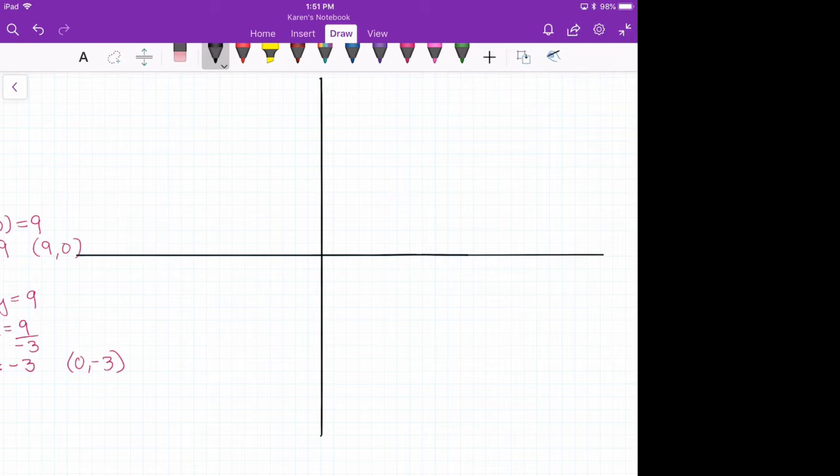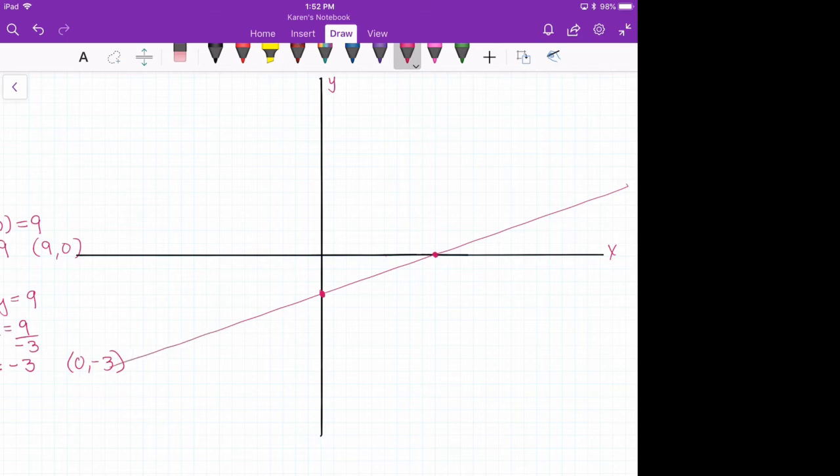Alright, so I'll go ahead and graph that one in pink since I did its points in pink. The first one is 9, 0. 9 on the x-axis, 0 on the y-axis. So 1, 2, 3, 4, 5, 6, 7, 8, 9. That's right there. And the other point is 0, -3. 0 on the x-axis, -3 on the y-axis. That's 1, 2, 3, right there. Connect those points to give me that line. Something like that.